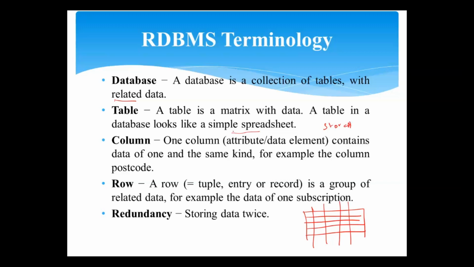And a column is the column name which we are giving here, right? Each column, column 1, column 2, we can call an attribute or a data element. Interchangeably we use the words. It contains data of one and the same kind. For example, like a column employee name, employee id, all of this is called an attribute. In Java also we call them attributes or fields. A row is called a tuple. The complete row can also be called a tuple, an entry, or a record. Similarly in a spreadsheet we can say that.